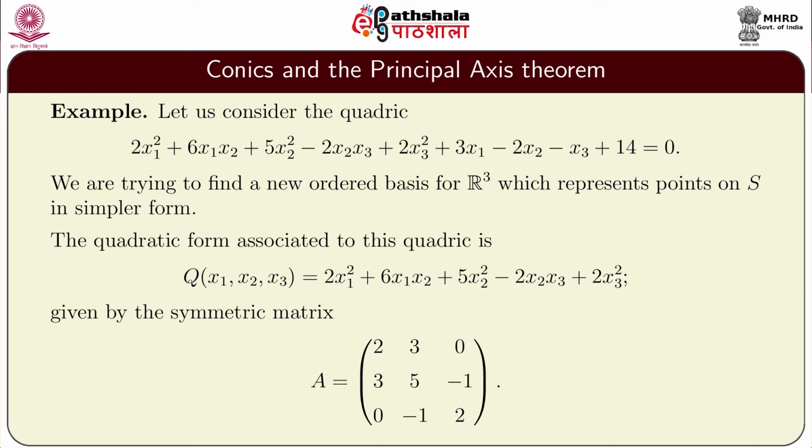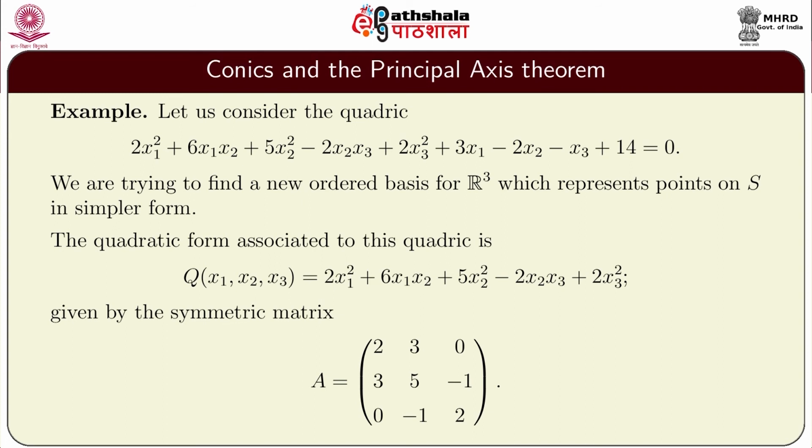Let us understand this theorem with the help of a concrete example. Consider the quadric given by this equation: 2x1^2 + 6x1x2 + 5x2^2 - 2x2x3 + 2x3^2 + 3x1 - 2x2 - x3 + 14 = 0.